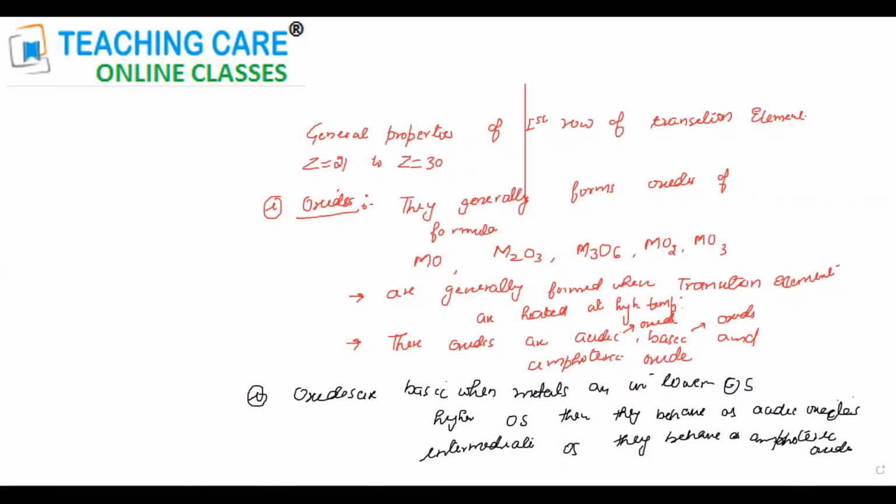Okay. Talking about the oxidation state of oxides, oxides are basically acidic, basic, or amphoteric in nature. If the elements show lower oxidation state, then it will be basic in nature. Higher oxidation state, then acidic in nature, and intermediate oxidation state, then amphoteric in nature. Got it?